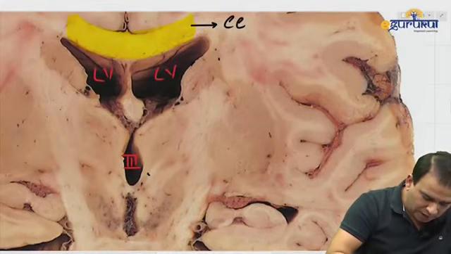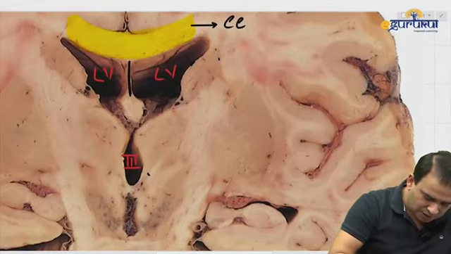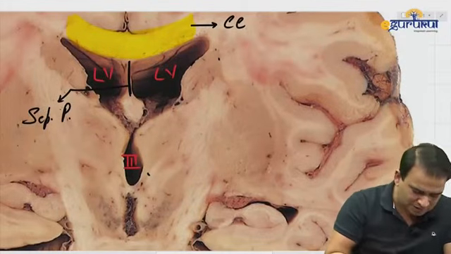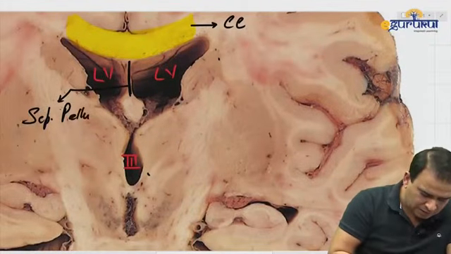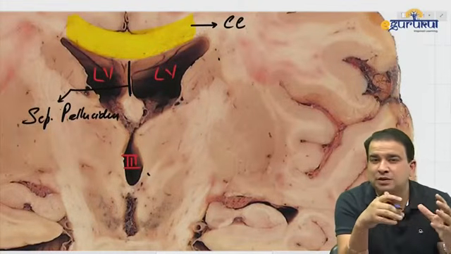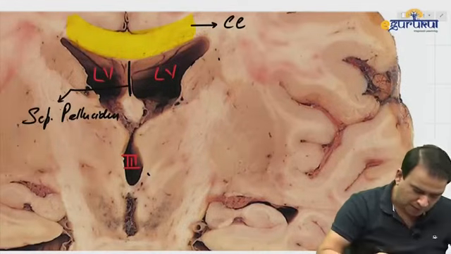The medial wall is formed by this thin septum. Look at this septum which I'm pointing at. This is called the septum pellucidum. It's a very thin, translucent septum. That's why the name is pellucid. The word pellucidum stands for translucent.